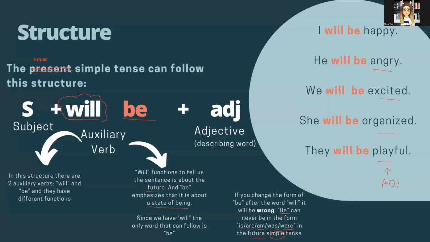And we always have will be, and it always comes right after the subjects. And the subjects, again, don't change anything here. It's always going to stay the same. Doesn't matter the subject, doesn't matter the adjective that you use. It's always going to be the same. Now we have another very similar structure like this.